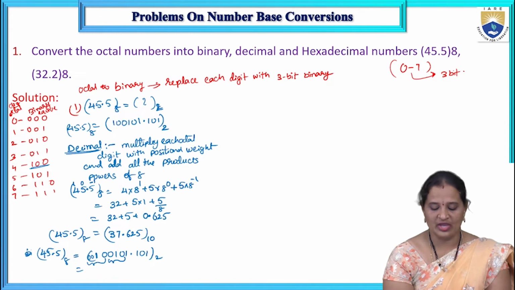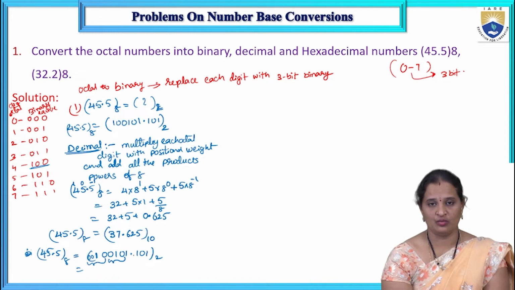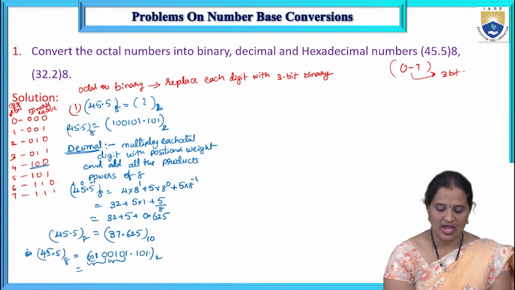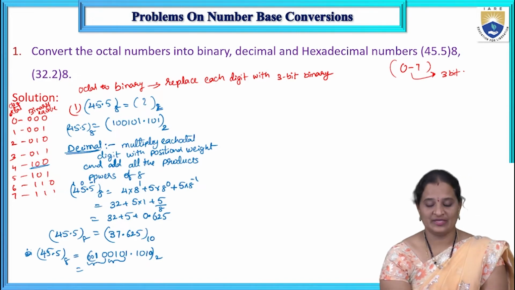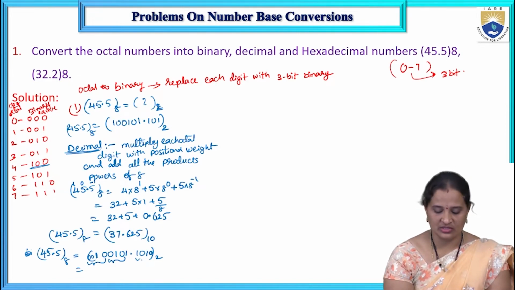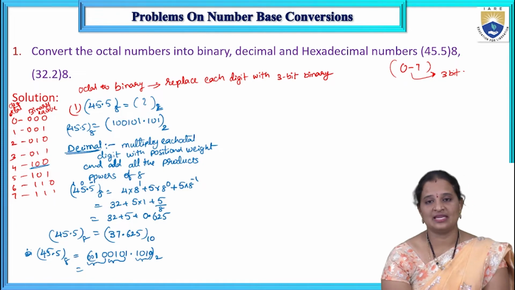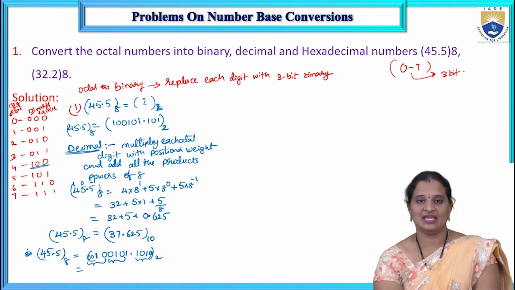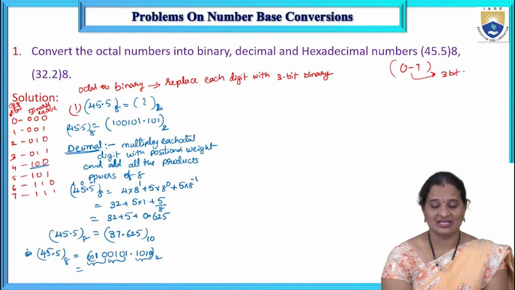And here also we have only 3 digits, but I need to group into 4-bit groups. So I'm adding to the LSB side after the octal point. So this is one more group. Now replace each 4-bit group with its hexadecimal digit, its equivalent hexadecimal number.